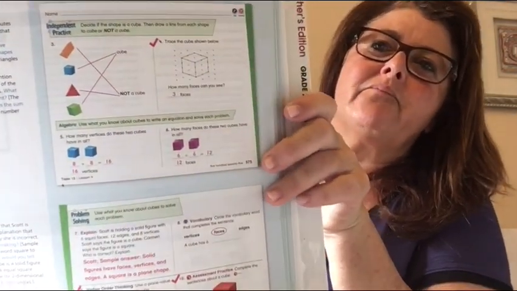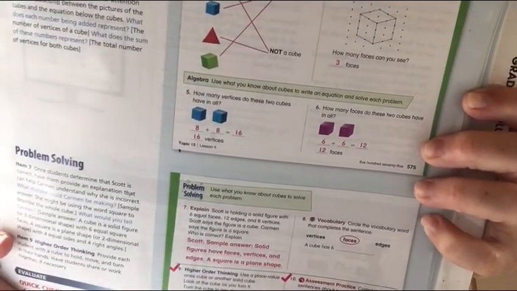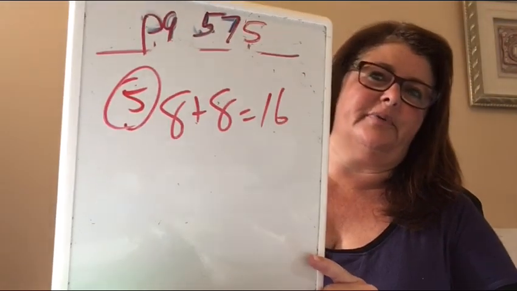So you're going to do 8 plus 8. What does 8 plus 8 equal? 8 plus 8 equals 16. There are 8 vertices. So number 5 is 8 plus 8 equals 16. There are 8 points on a cube. 8 plus 8 equals 16.